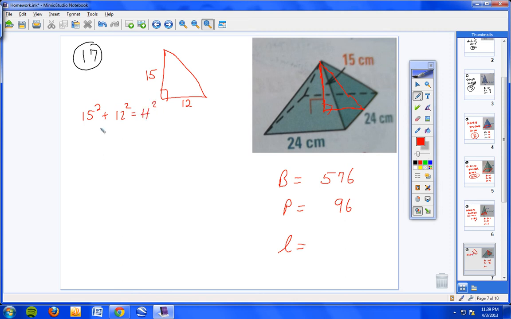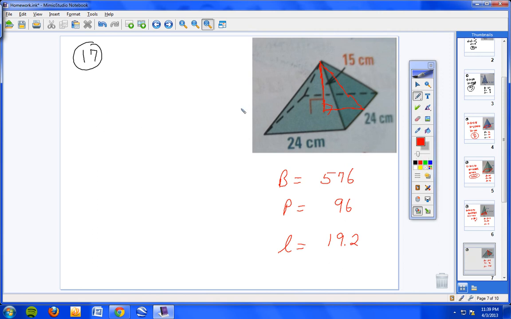So we have 15 squared plus 12 squared equals L squared. 15 times 15 is 225, and 12 squared is 144. Let's add those together. I get 369 equals L squared. The square root of 369, let me grab my calculator real quick, is going to be 19.2. So 19.2 is my slant height. If you need to back the video up and write all this down, feel free to do that. I'm going to clear it off.